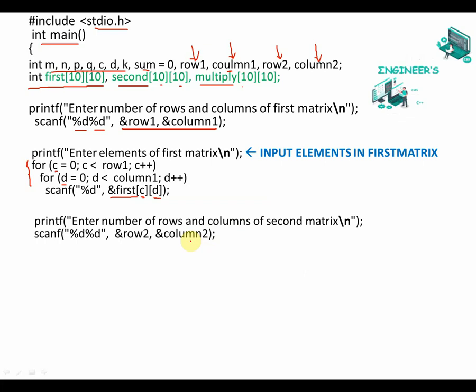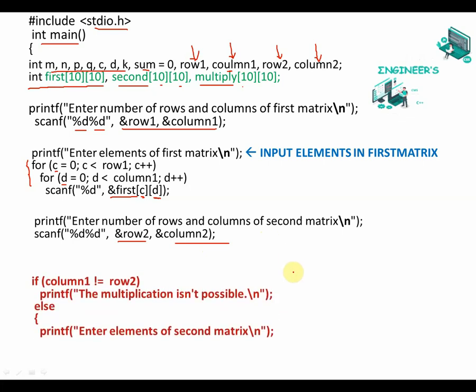Next we need to take the number of rows and columns in the second matrix. So which is that? Which is row 2 and column 2. Number of rows in the second matrix and number of columns in the second matrix. The user will enter and those values will get stored.